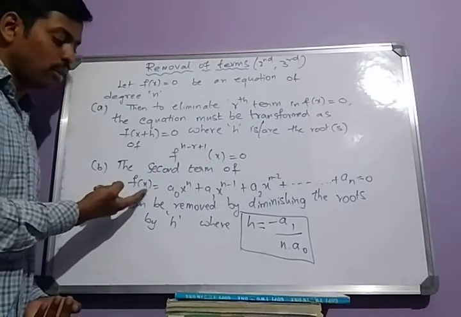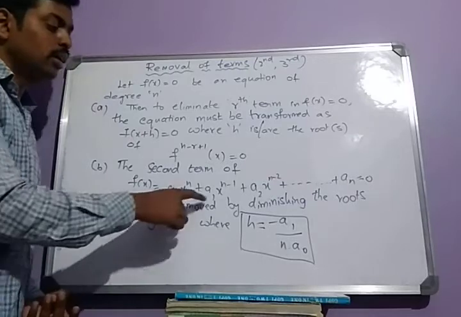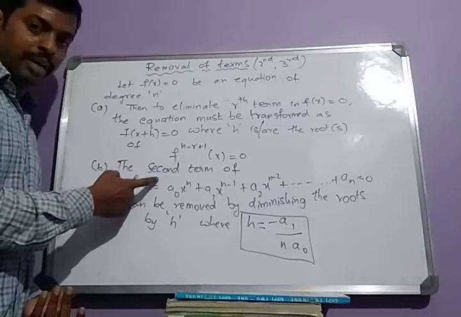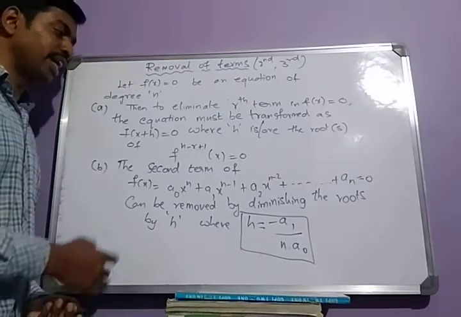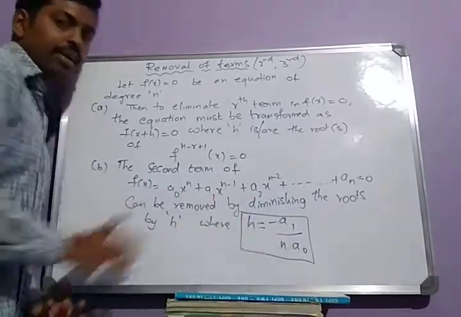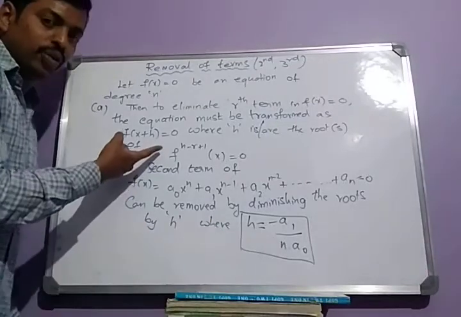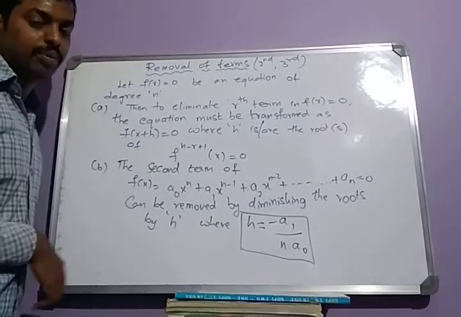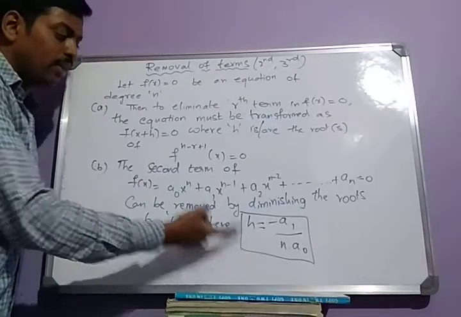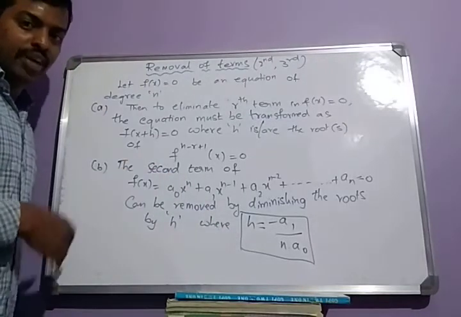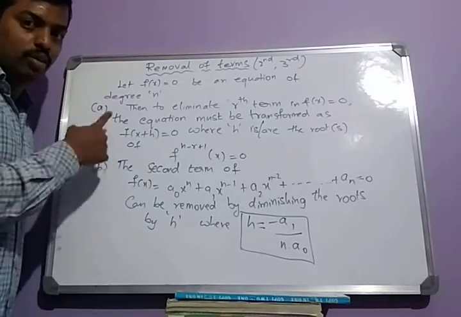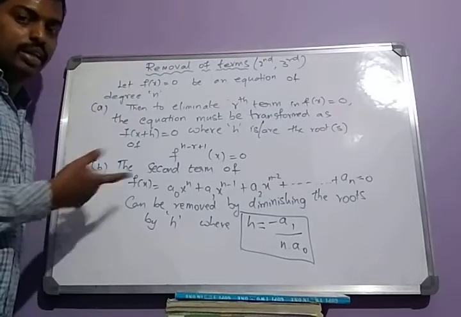Let us consider the polynomial equation f of x is equal to a0 x power n plus a1 x power n minus 1 and so on. Here we are interested to eliminate the second term. Then we can diminish the roots by h, where h is equal to minus a1 by n into a0. We can take this formula directly instead of doing the derivatives for f of x is equal to 0. This can be taken only when you are eliminating the second term. If you are eliminating any other term, you are supposed to use the derivative method. Got it?